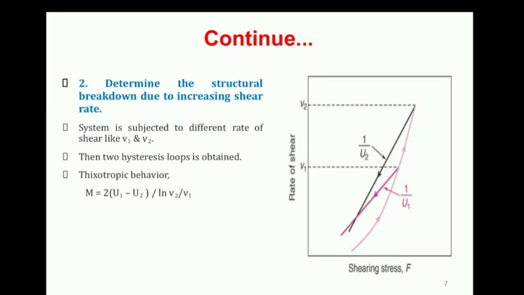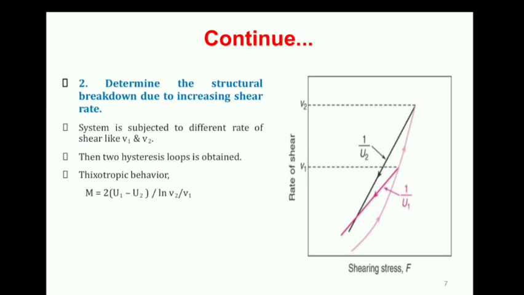Again we take the example of a plastic system. The first hysteresis loop is quite small, and its slope coefficient is given by 1 upon U1, while the hysteresis loop under the second curve, that is V2, is quite big, denoted as 1 upon U2. So what is the conclusion from both methods? If the duration increases, or the rate of shear increases, more structural breakdown takes place, and the time required for recovery increases. That's why your sample shows more thixotropic behavior.